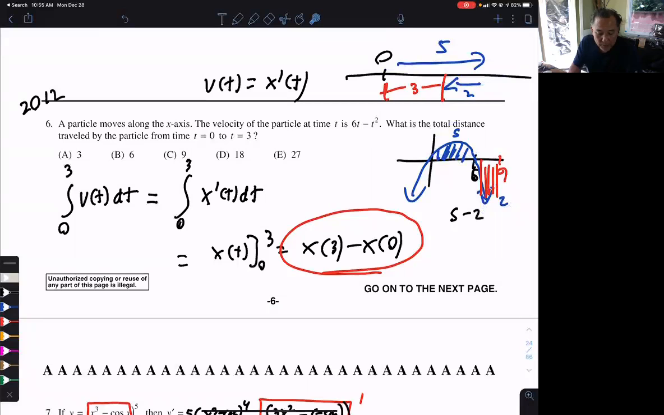So be careful about knowing displacement versus total distance. If you want total distance, you have to absolute value your velocity. But in this case, we didn't because it's always positive on our domain. So that is a long explanation of that problem.